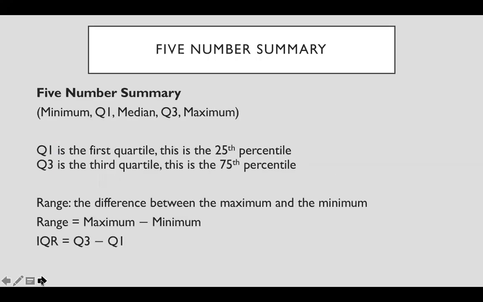So the 5-number summary has 5 numbers: your minimum, Q1, median, Q3, and your max. Q1 is the first quartile, which is the 25th percentile. Q3 is the third quartile, and that's the 75th percentile. Your range is the difference between the maximum and the minimum, so you subtract maximum minus minimum to get your range. To get your IQR, which is your interquartile range, you subtract Q3 minus Q1.